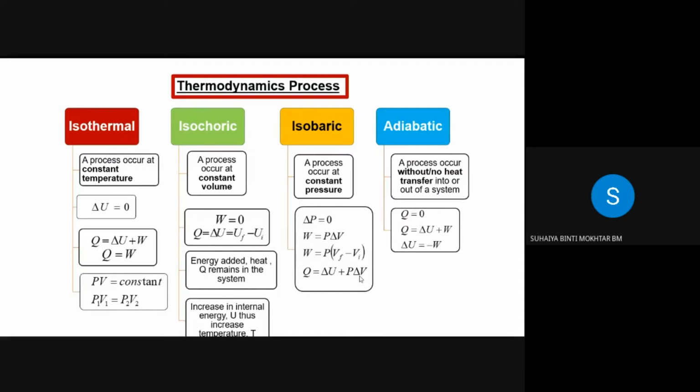Okay, then adiabatic. Q will equal 0, so you get delta U equals negative W, or W equals negative delta U. Same as before, if volume increases, for adiabatic expansion, work done is positive, work done by the system. If volume decreases, the case is compression, so work done is negative.